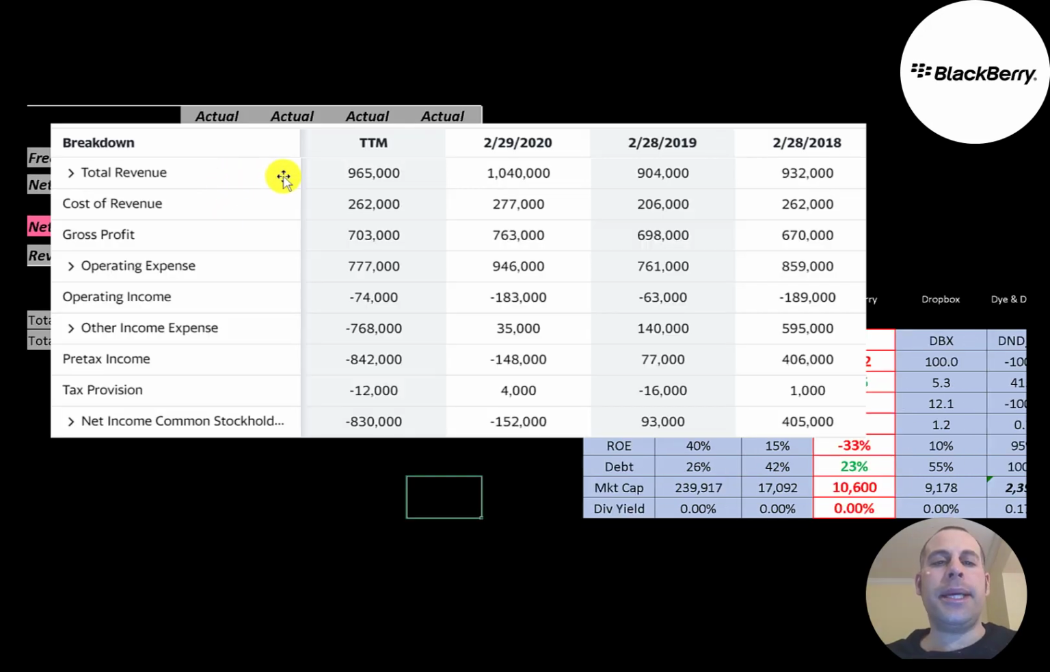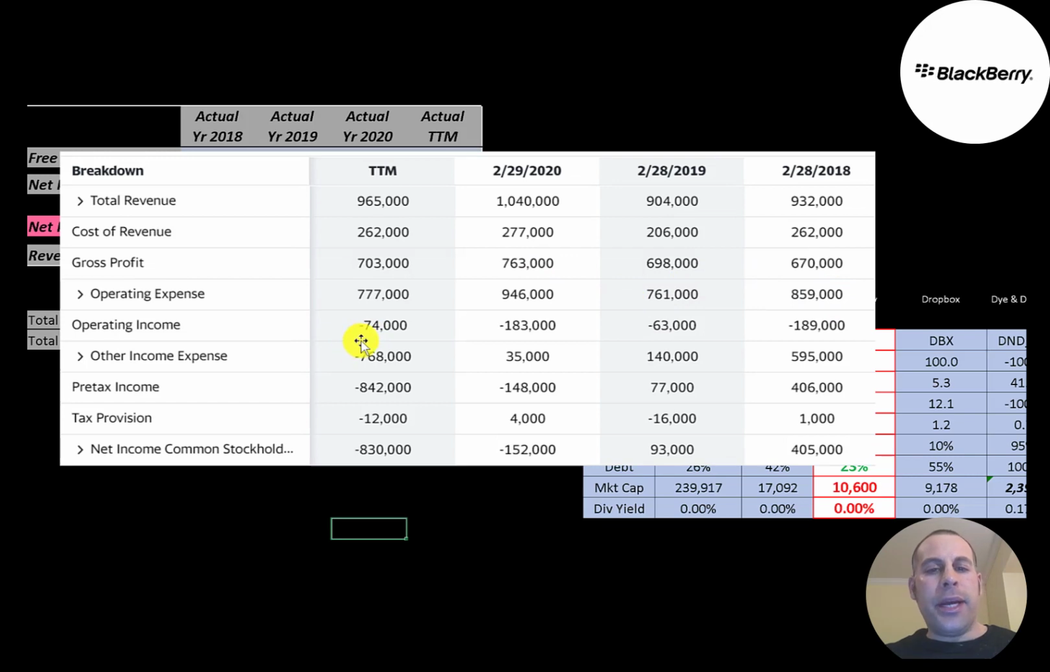This is the company's income statement. The top line is the revenue, the sales. Below that is the cost of revenue. These are the expenses directly related to generating the revenue, and the difference is the gross profit. That's been pretty steady each year, around $700 million. Below that is operating expenses. Then below that is operating income. So the company has negative operating income each year.